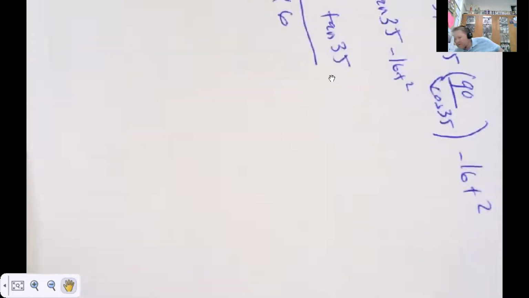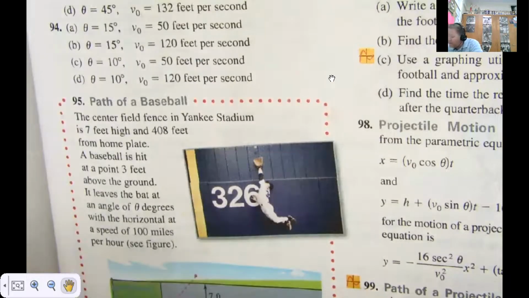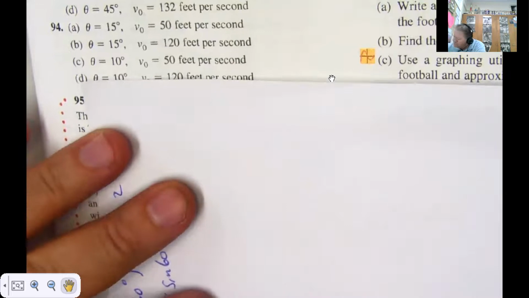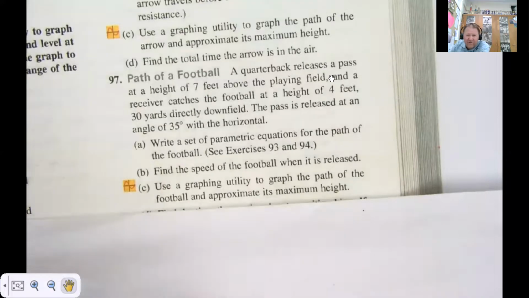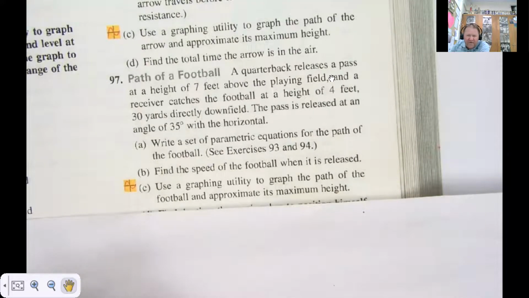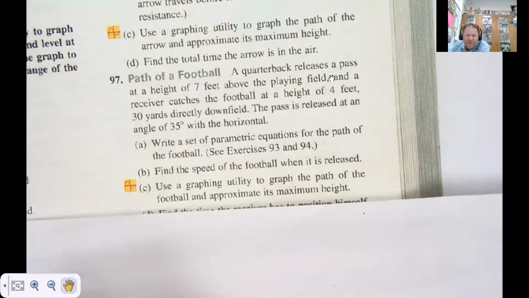Again, if you cut me off, I get it. All right, let's see here. So the football one says a quarterback releases a pass 7 feet above the playing field, and the receiver catches the football at a height of 4 feet, 30 yards down the field. And the pass is released at an angle of 35 degrees to the horizontal.